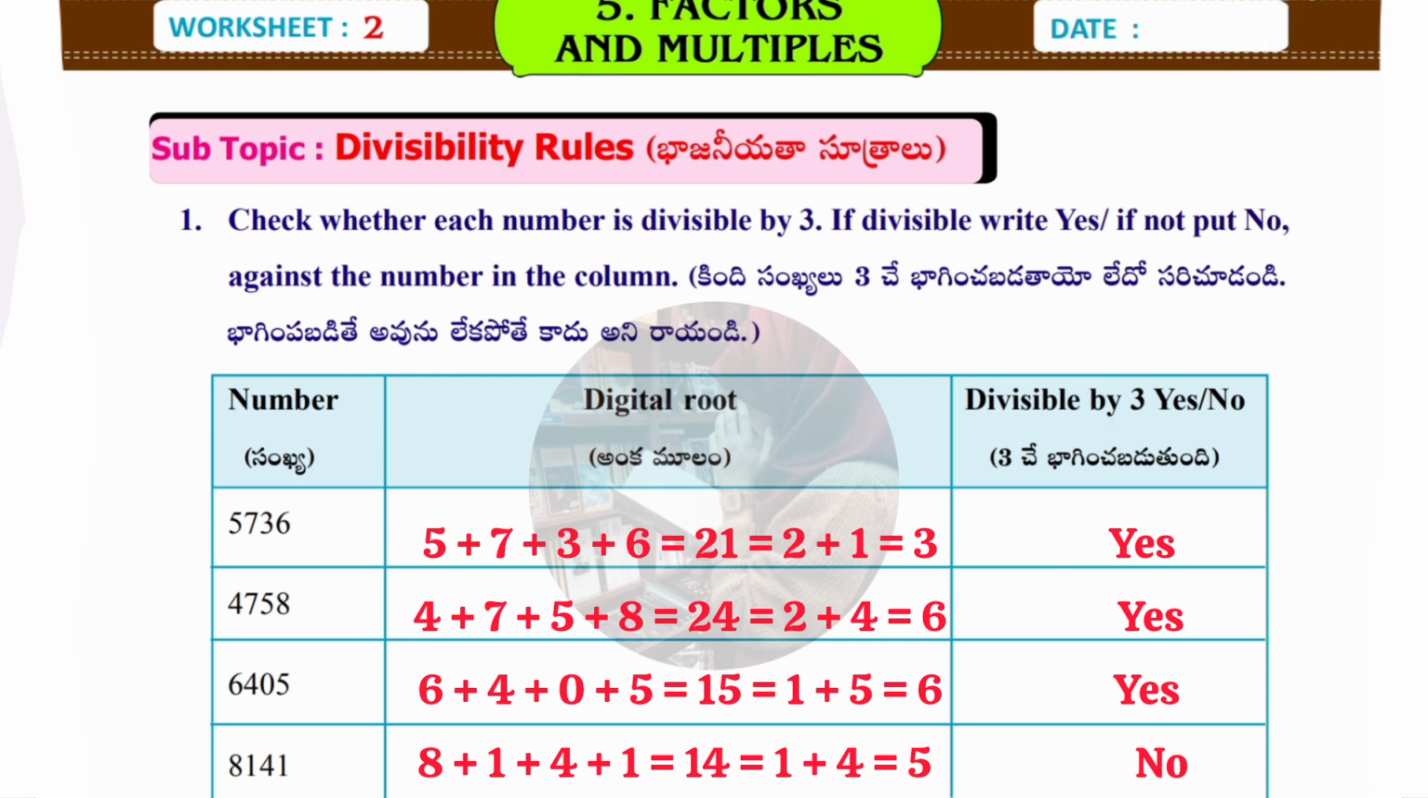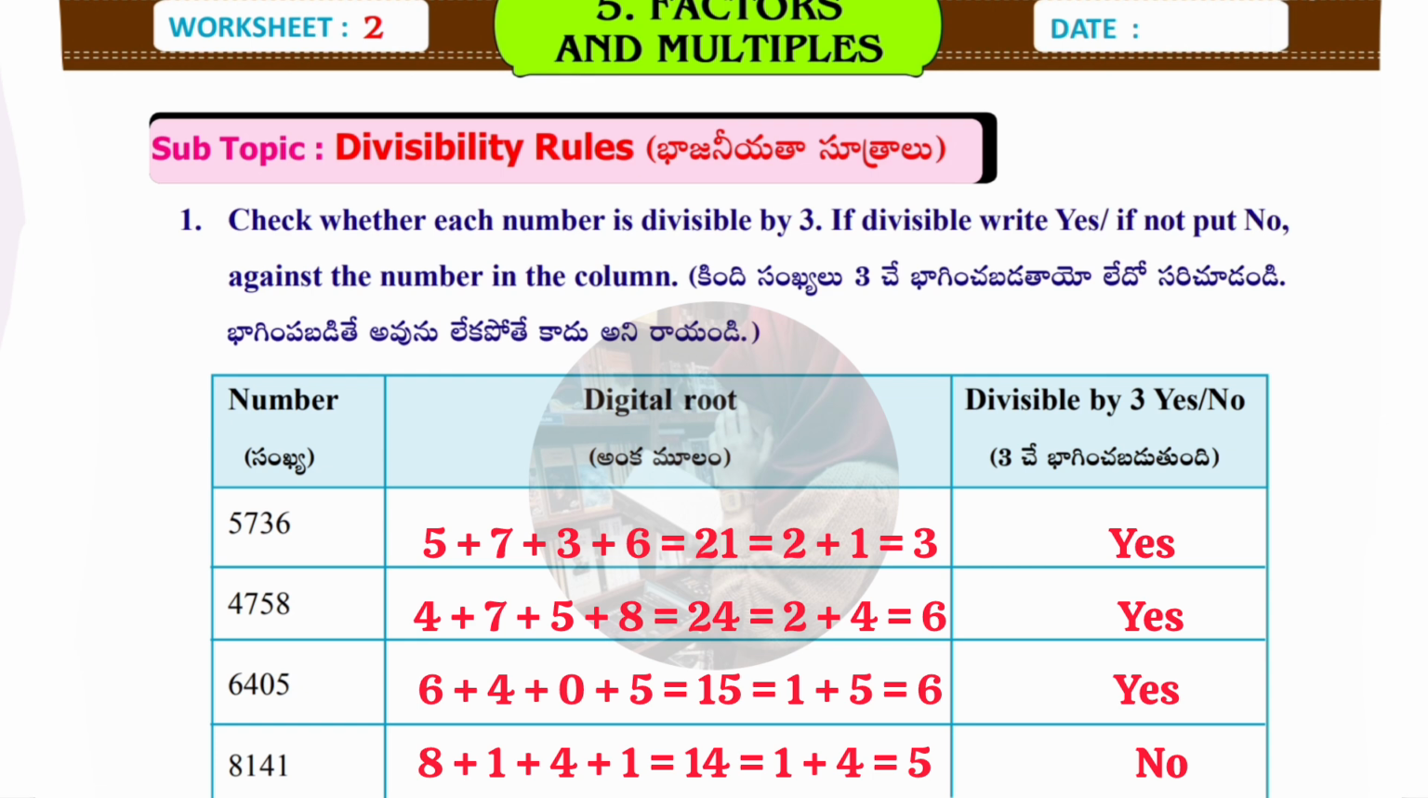Okay. Next number is 6405. First of all, we'll add it, 6 plus 4 plus 0 plus 5, which is 15. Again, we have to add it, 1 plus 5 equal to 6. Again, we got 6. That's why this 6 is divisible by 3. That's why write down yes here.